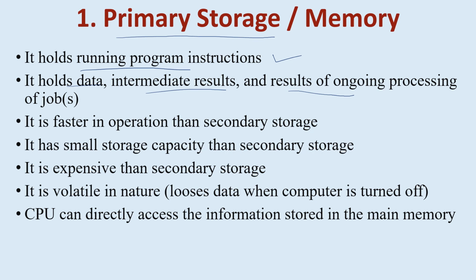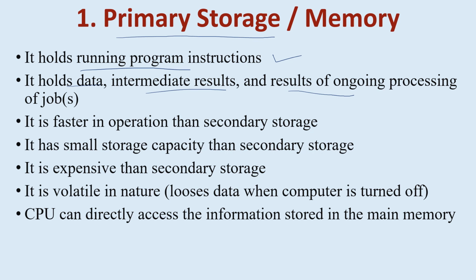So when the computer is performing some kind of calculations or processing the jobs, then whatever data is required for that calculation, the intermediate results generated, and the final result, all this information is stored or held by the primary memory.